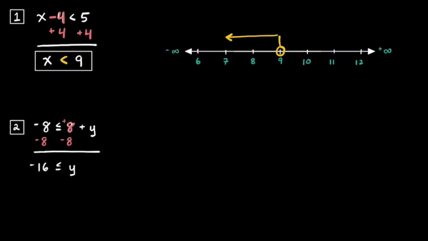Here we see that negative 16 is less than or equal to y, so if you'd like to turn that around, you can say that y is greater than or equal to negative 16. These mean the same thing. There's our solution, and it means that y can be anything that's bigger than or equal to negative 16.